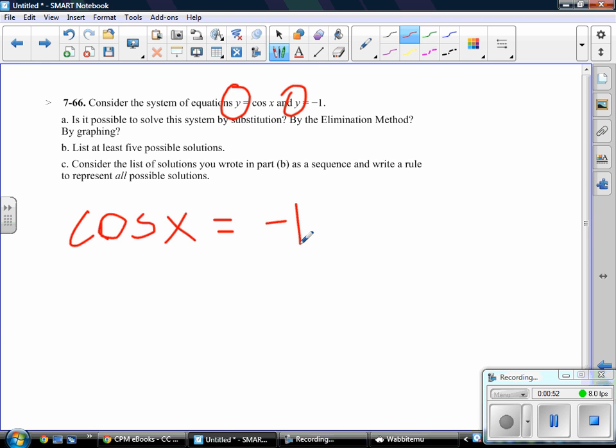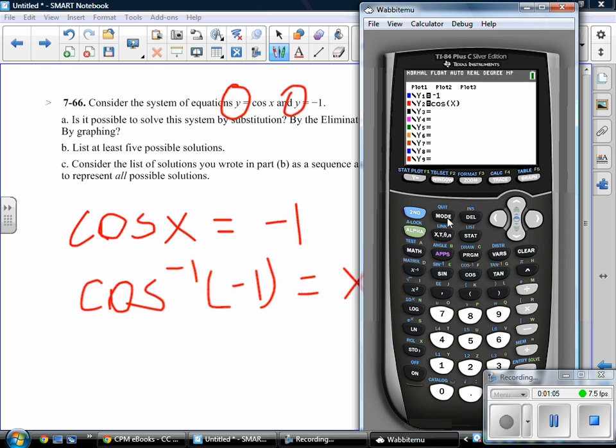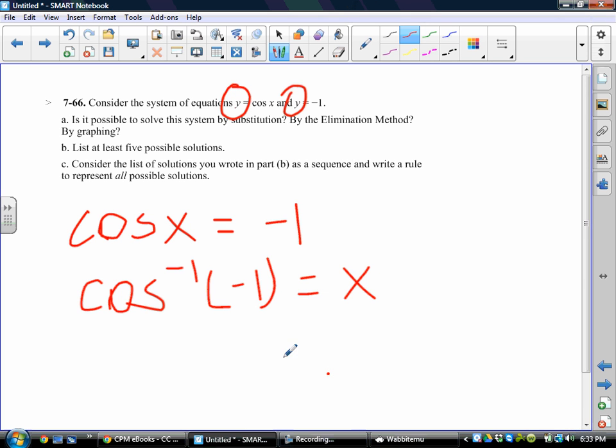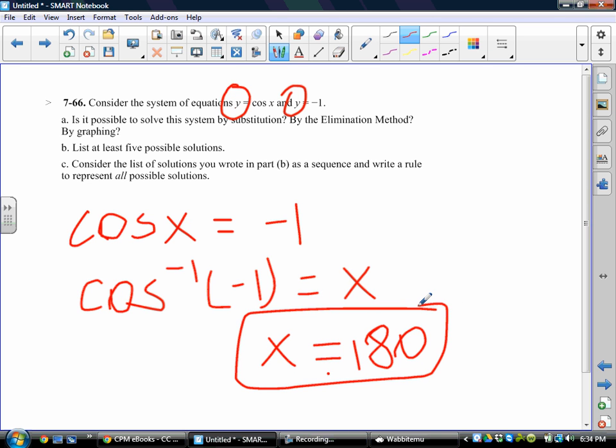If I solve this, I'm going to take the inverse cosine of -1, and that will give me my x, or my theta, or my value. So I take inverse cosine of -1, and I'm going to get what x equals. Okay, x is equal to 180 is what it's saying. So x equals 180 would be my solution. What we want to think about, more when we get to graphing, is: is that the only possible answer?